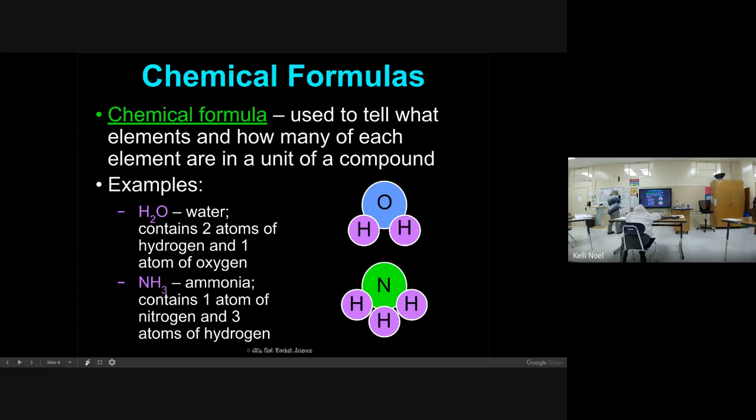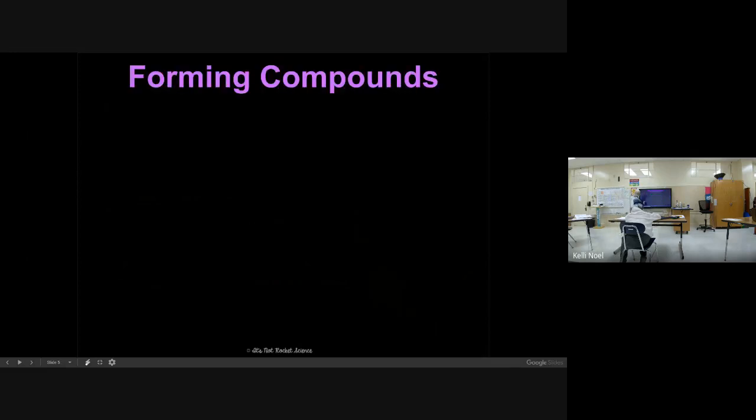So water tends to be drawn, and I usually draw it the other way, so it looks like a Mickey Mouse head. And then here is nitrogen with the 3 hydrogens for ammonia. So these are chemical formulas. They tell us specifically how much of each atom makes up that compound. You cannot change these little subscripts. If you change these numbers, you get something different.